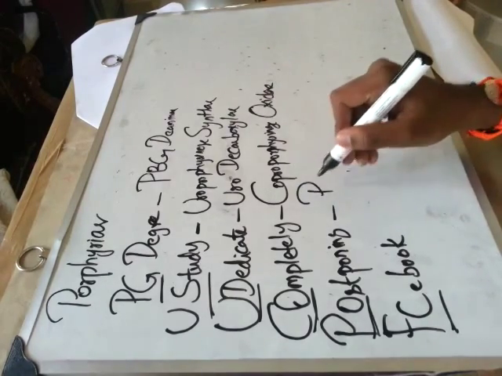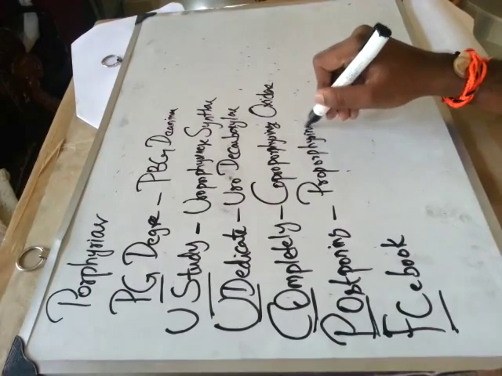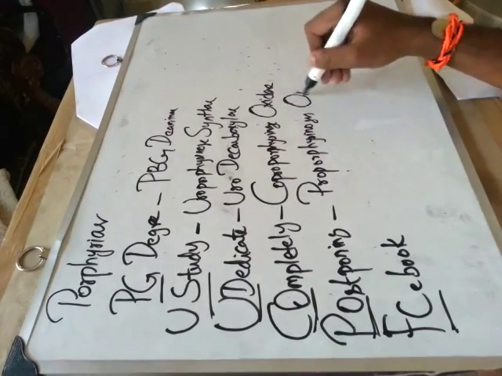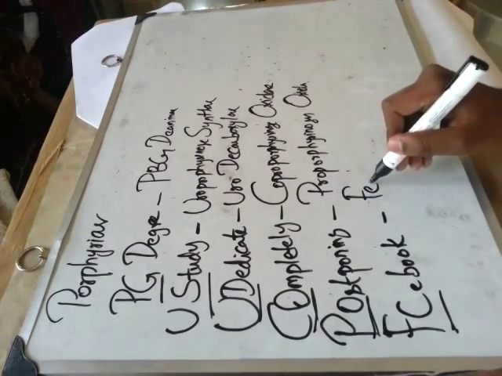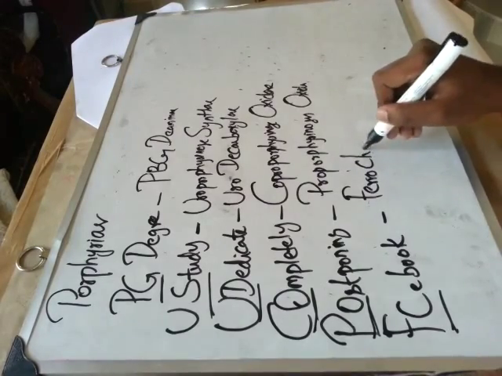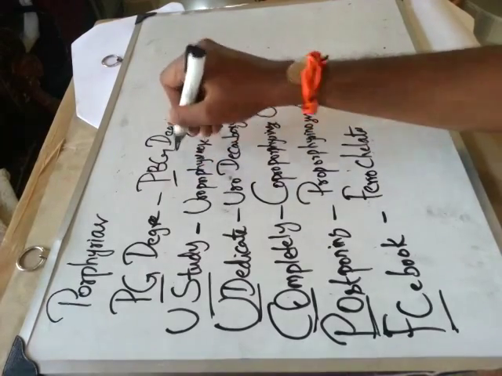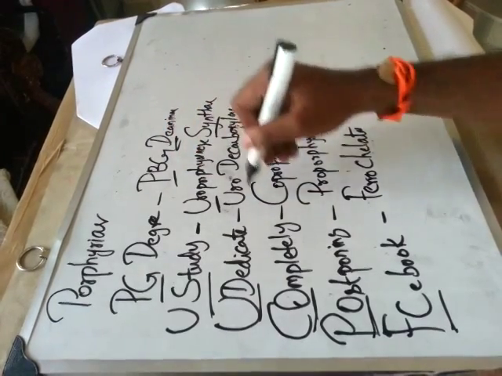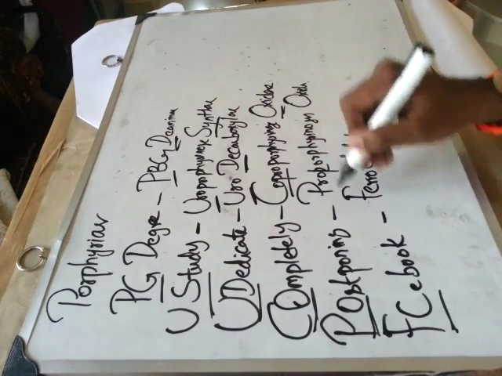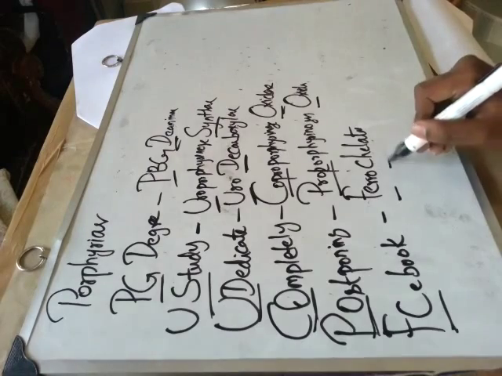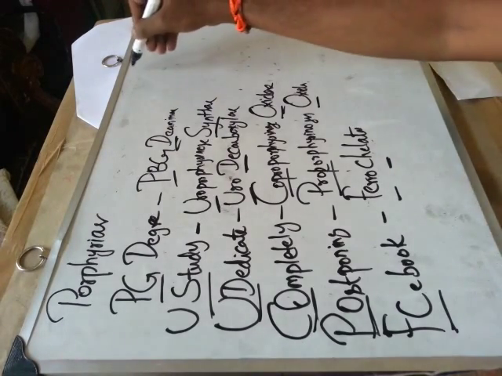And P for protoporphyrinogen oxidase, and FC for ferrochelatase. So this is the sequence of enzymes: PBG deaminase, uro synthase, uro decarboxylase, copro oxidase, proto oxidase, ferrochelatase. Now let us see how to remember the types of porphyrias.